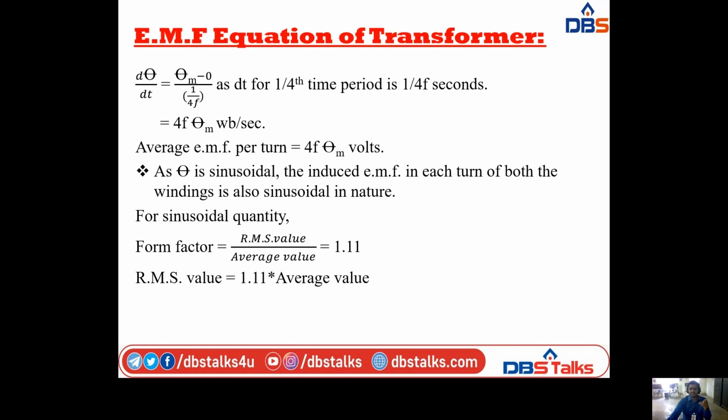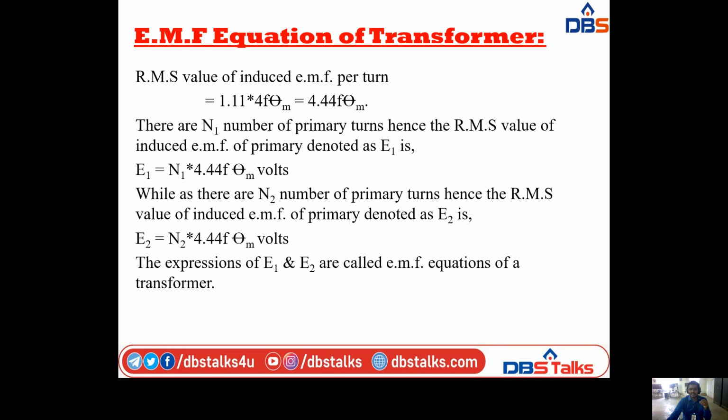Here 1.11 is the form factor of the sinusoidal quantity. So from this one I am writing RMS value is equal to 1.11 into average value. And next, RMS value of induced EMF per turn is equal to 1.11 into 4 into F into Φm, that is 4.44 F into Φm.